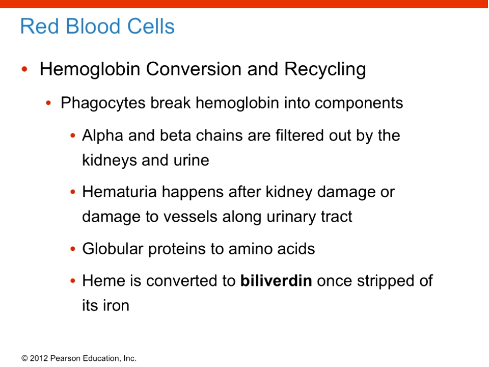Hematuria happens after kidney damage, or there's been damage to the vessels along the urinary tract, which means that you're having red blood cells in your urine.